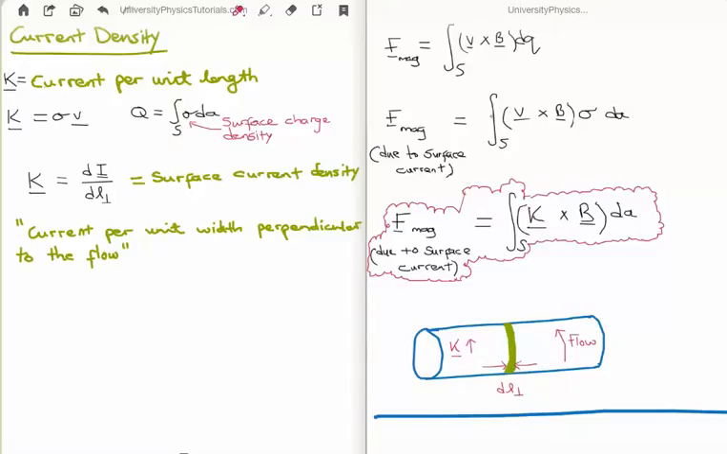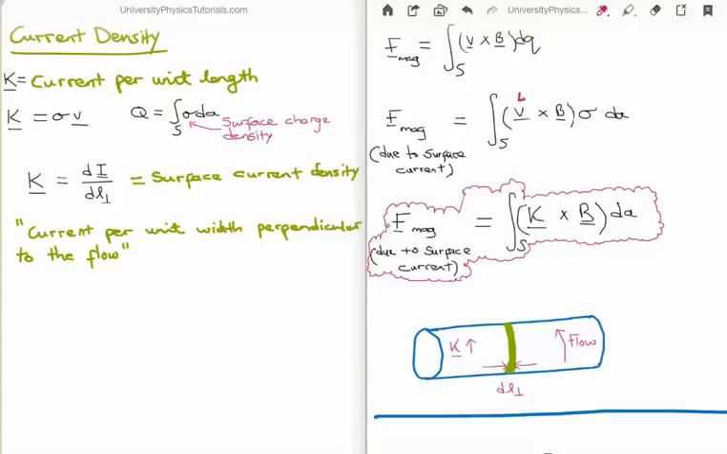Now let's try and calculate the magnetic force, or the Lorentz force, as a result of this surface current density. So we know that the Lorentz force for magnetism is written on the top right of your screen, and it's the integral of V cross B dQ. So the first thing I'm going to do is sub in for dQ, because we know that the total charge, capital Q, is the integral of sigma dA. So I'm going to plug in sigma dA, because we're integrating over the surface. So this is the magnetic force due to surface current.